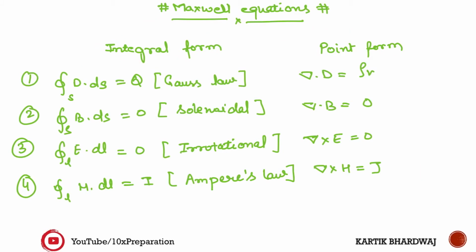Keep in mind that wherever you see ds, you are going to use divergence, del dot. Whenever dl is there, whenever E, the electric field intensity, or the magnetic field intensity is there, at that time you use the curl. So this is the tip actually.